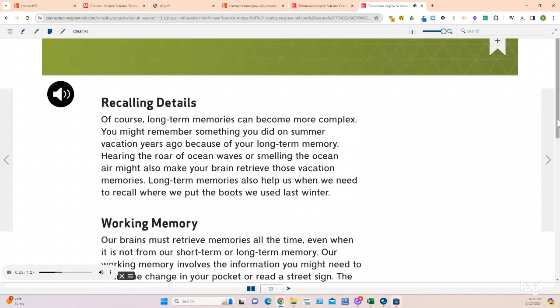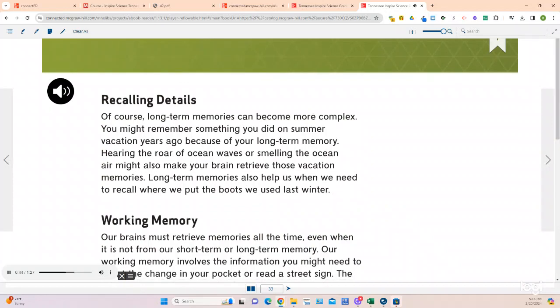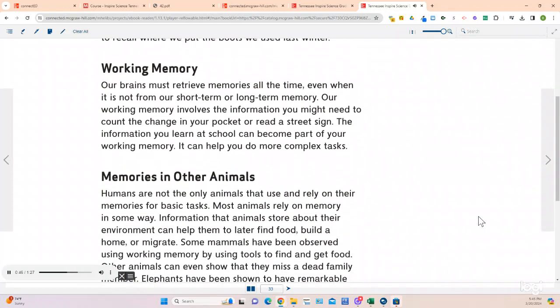Working memory. Our brains must retrieve memories all the time, even when it is not from our short-term or long-term memory. Our working memory involves the information you might need to count the change in your pocket or read a street sign. The information you learn at school can become part of your working memory. It can help you do more complex tasks.